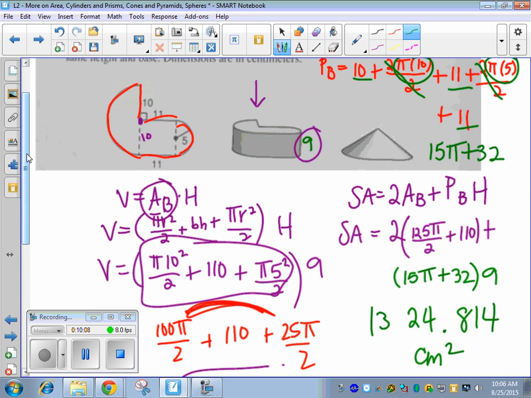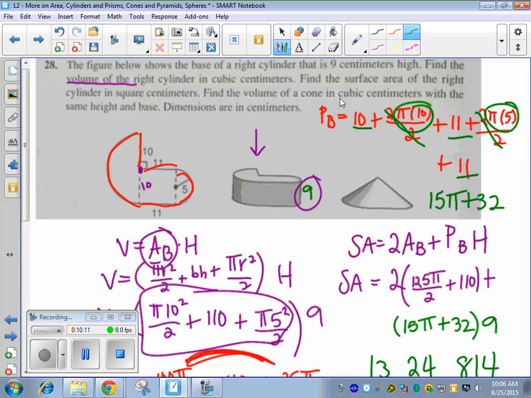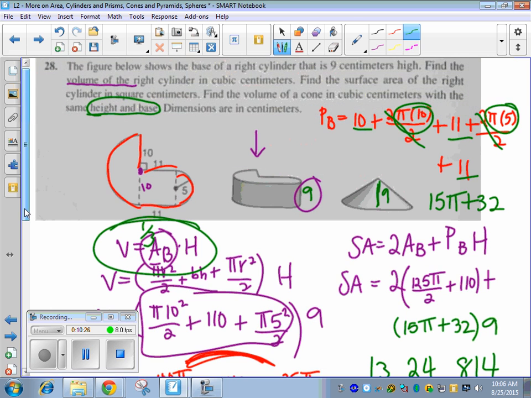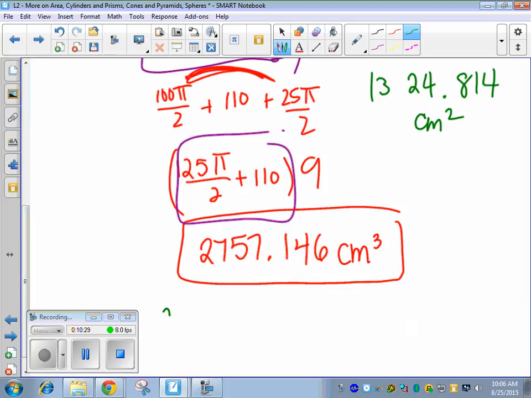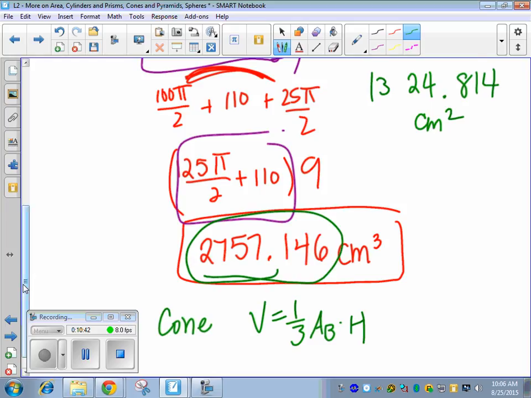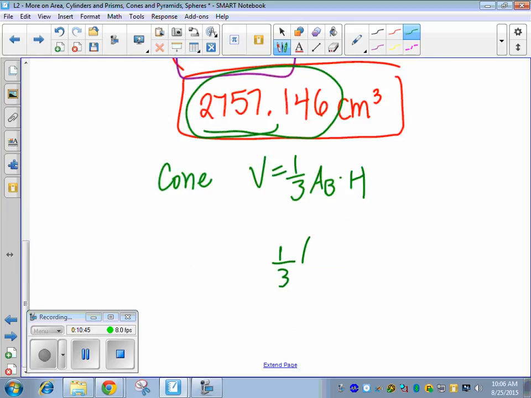Okay, what if this is a cone? So now we have find the volume of the cone in cubic centimeters with the same height and base. So the height of this cone is 9. The formula for volume of a cone is the same thing except we have a 1/3 in front. So this problem is actually very easy when we do the cone. Cone volume is 1/3 area of the base times the height. Well, we just found area of the base times the height. That was this number right here. So all we need to do is 1/3 of our previous answer. And you guys can figure that out, and it would be centimeters cubed.